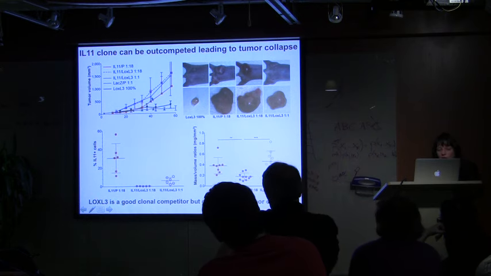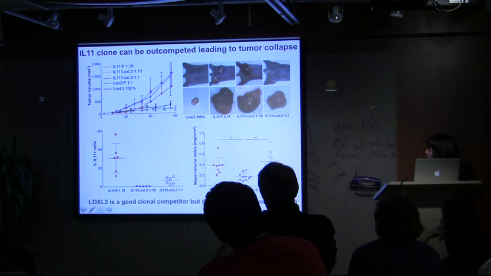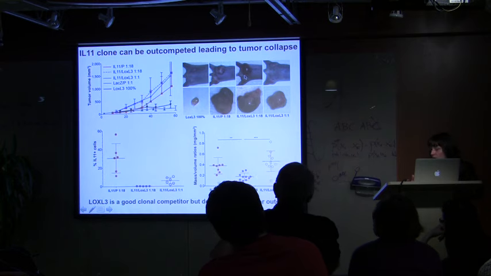When we mix them together, at first it looked like they have the same growth kinetics, but then when we took the tumors out, you see these are the LOXL3 tumors alone, very small. The IL-11 tumors are fairly big. When we mix with LOXL3, they also look big, but they look like a cyst. And if we cut it up, it's actually mostly dead cells.